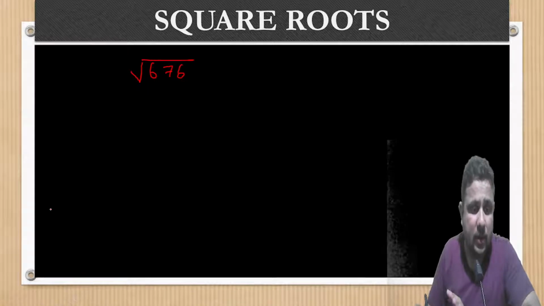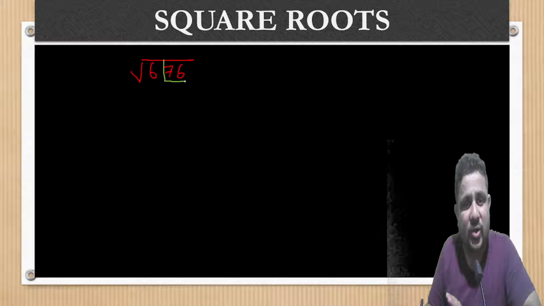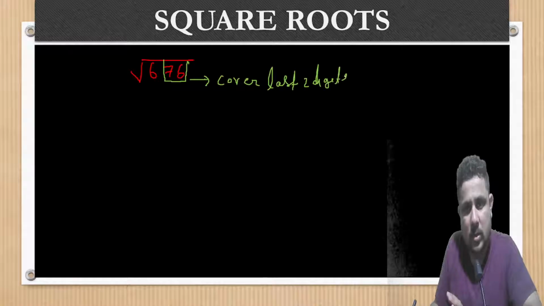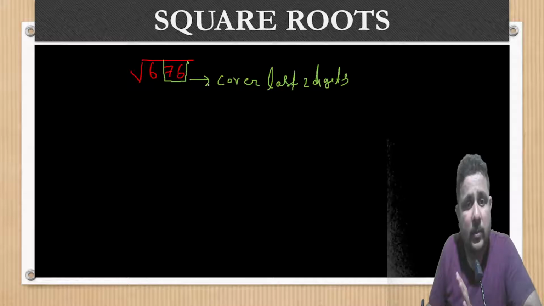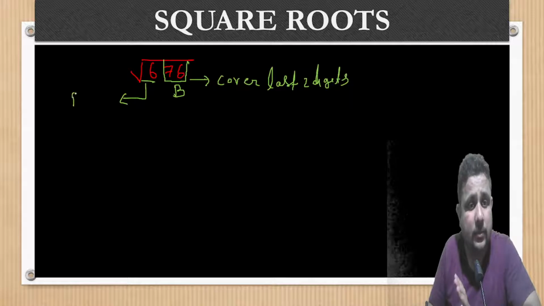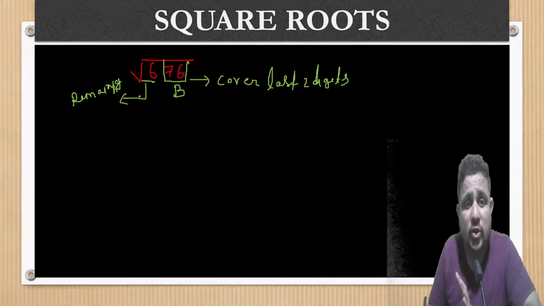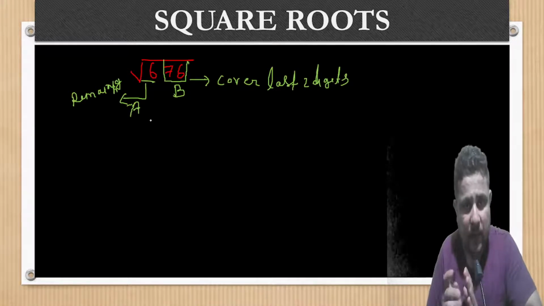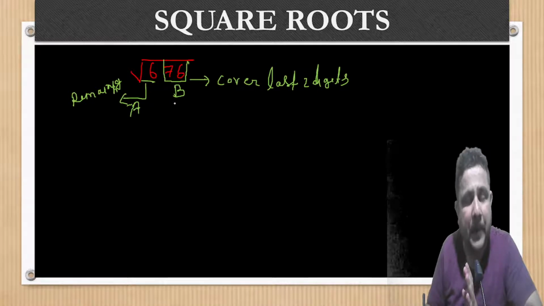Now the major steps are coming. First cover the last 2 digits. So there will be 2 parts. Covering the last 2 digits gives part B, and the remaining part is what shows you part A. Whenever you want to calculate a perfect square root, this is for perfect square roots actually.